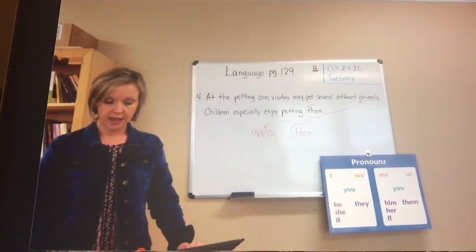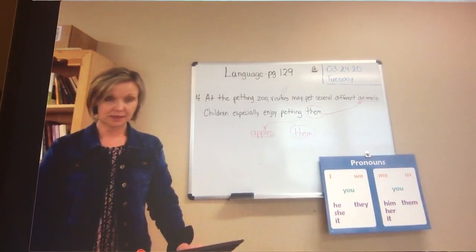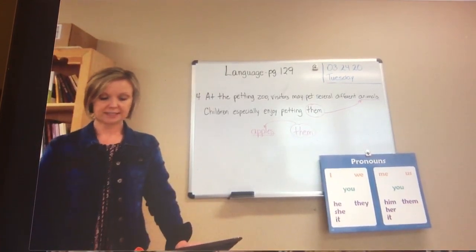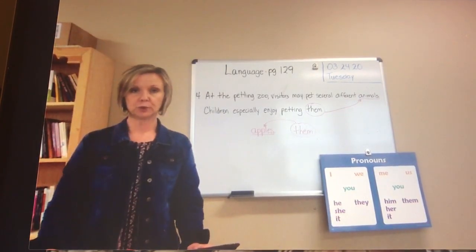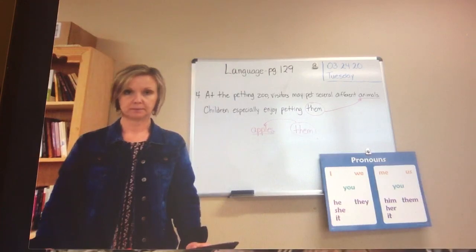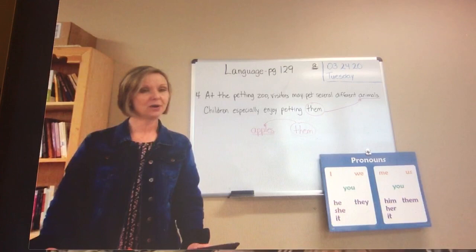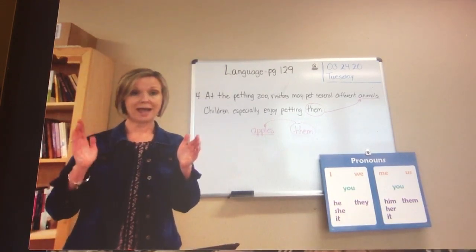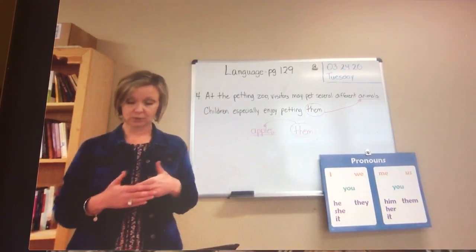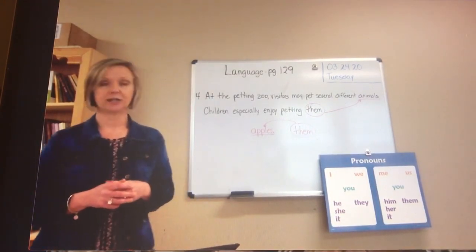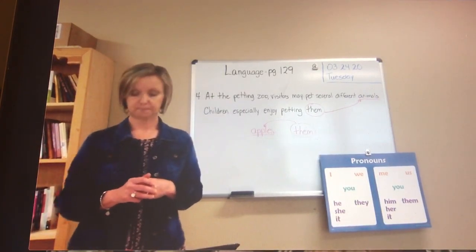Number 4, have you met Rachel and Sarah Smith? So Rachel and Sarah Smith are in green. So what pronoun could we use to replace Rachel and Sarah Smith? Have you met her? No, not her, because we have Rachel and Sarah Smith, two people there. So that's a plural noun. So we need to use the pronoun, that's right, them. Have you met them? Okay.